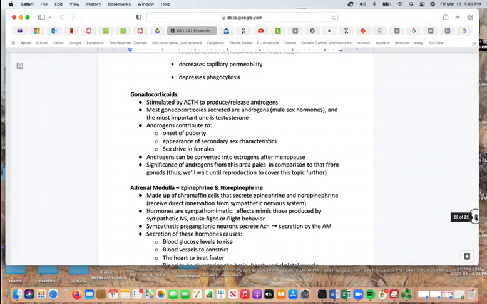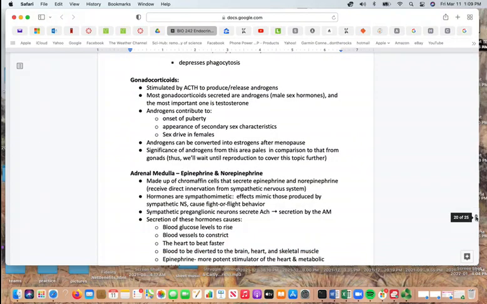So gonadotropins, they're stimulated by ACTH to release the androgens. So most gonadotropins that are secreted are androgens. They're a male sex hormone. Most important one is testosterone. So androgens help contribute to the onset of puberty and the appearance of the secondary sex characteristics, and they'll influence sex drive in females. So excess androgens can be converted into estrogens after menopause, but the effect of androgens is really pretty minimal compared to testosterone.